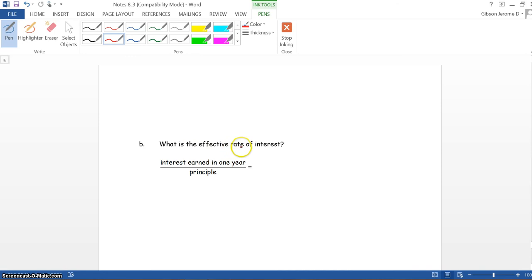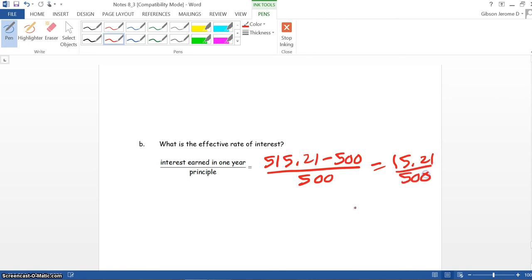Now we come here to B. It says, what is the effective rate of interest? Now, interest earned in 1 year. We know we start off with $500 and we ended up with $515.21. And we subtract 500 from that, and our principal was 500. So we would end up with 15.21 divided by 500. So after we divide this out, this would be an approximation, we will get 3.04%.